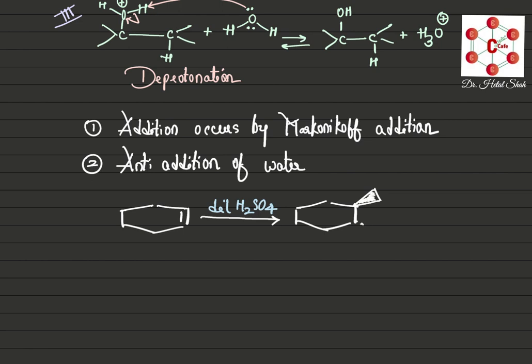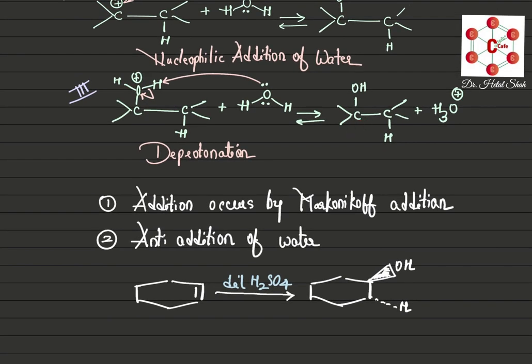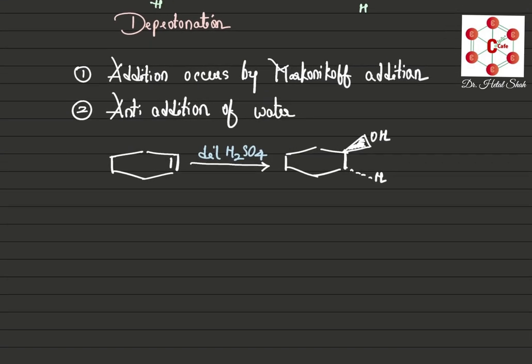This is a wedge and this is a dash. If one is on wedge, the other has to be on dash. This is how I represent anti-addition. Here, there is restricted rotation, so it makes more sense to draw this, right? Otherwise, there is no sense in doing it. In normal systems like this, where you have free rotation, it doesn't make any difference. All right. Now, coming to the next part.